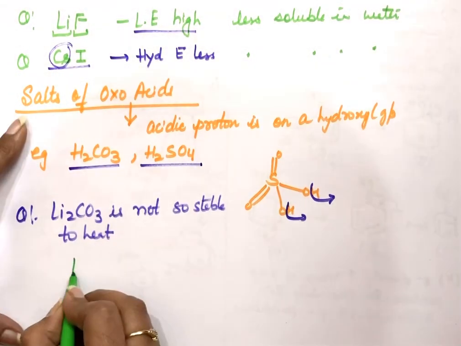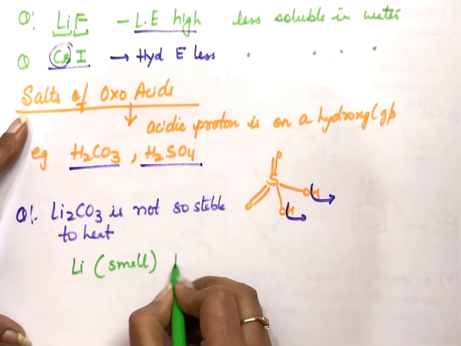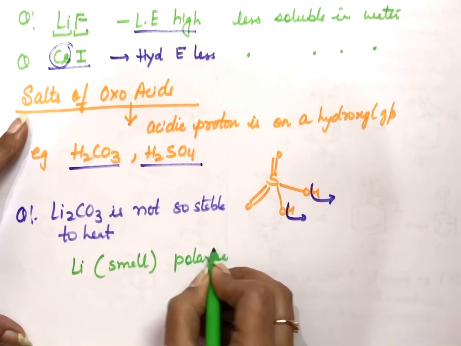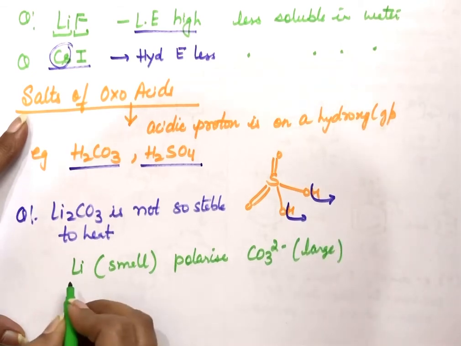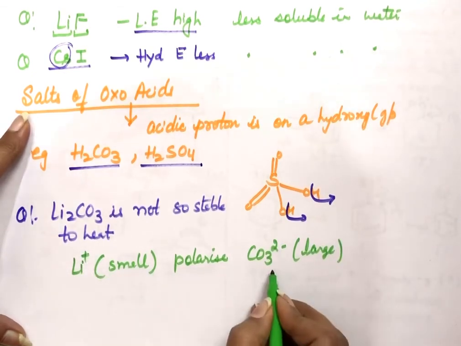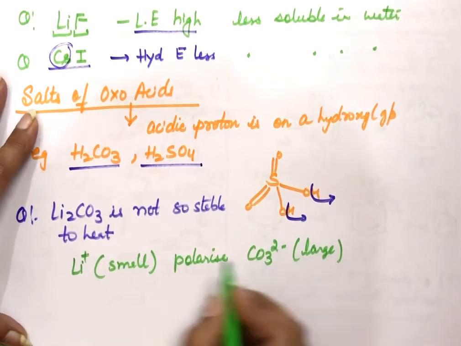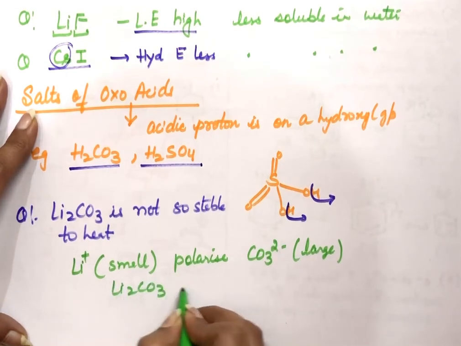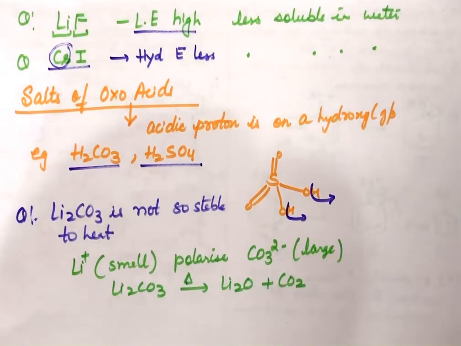The reason here is that lithium size is small. If the cation size is small, it will polarize the anion, that is carbonate, which is big in size. For polarization, cation size should be small and anion size should be big. Because of this, the bond between the two will not be stable. So lithium carbonate will decompose to form stable lithium oxide and carbon dioxide when we heat it.